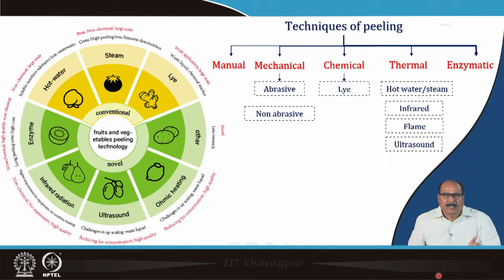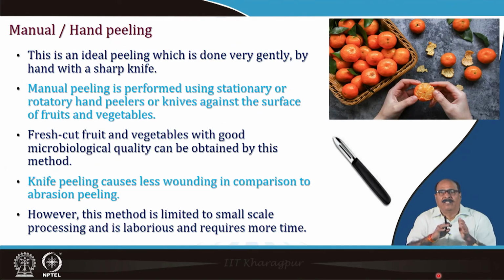And obviously, every method has its merit as well as demerit. So, we will discuss some important methods of peeling. Let us see first manual or hand peeling. This is an ideal peeling which is done very gently by hand with a sharp knife. Manual peeling is performed using stationary or rotary hand peelers, as you can see here in this picture, or even knives are used and these are rubbed against the surface of the fruits and vegetables. You can see oranges being peeled manually by hand in the picture.